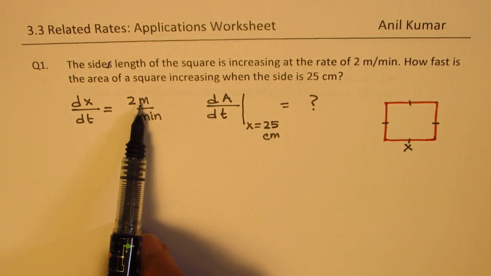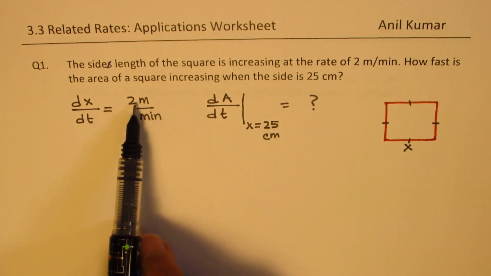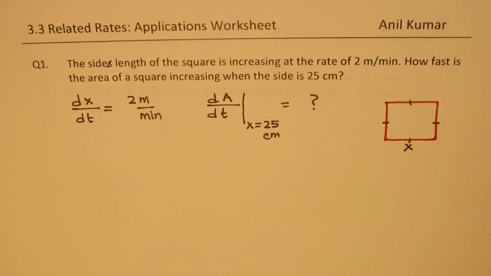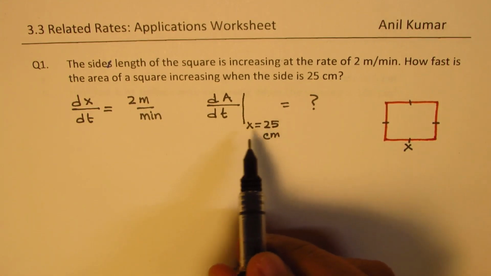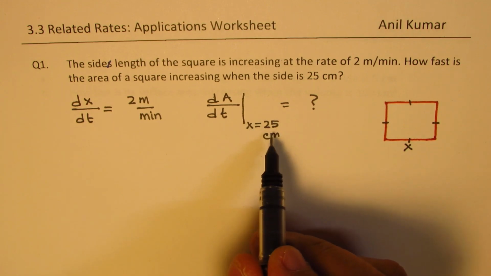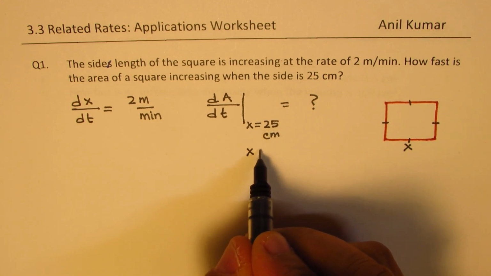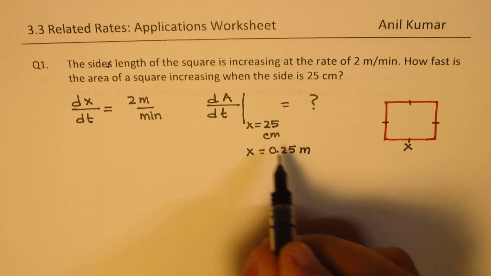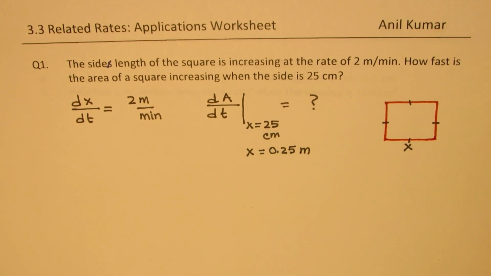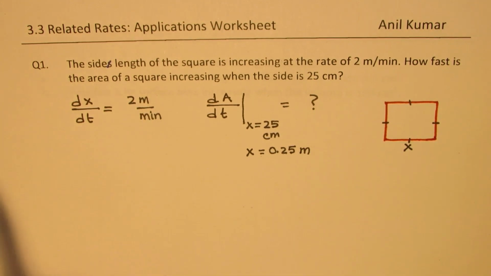Now, first thing is, you notice that the units are different, meters and centimeters. That is a common mistake. If you don't take care of the units, you will make a mistake. So if you're talking about a rate in 2 meters per minute, it is a good idea to convert x also into similar units. So let's say x is 25 centimeters, which is 0.25 meters. Is that clear to you? So converting units is the first step which you should be doing. You could have converted this to centimeters per minute also.